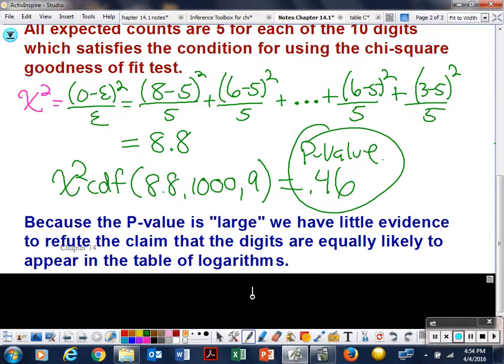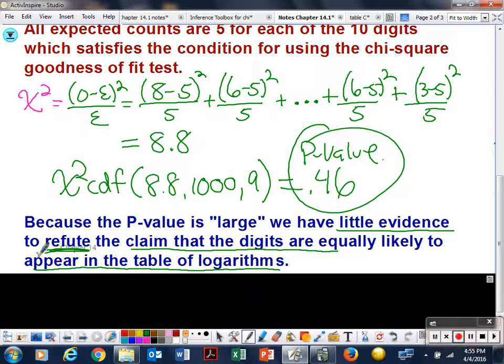So, because the p-value is large, we don't even have to mention it. It is very large. We have little evidence to refute the claim that the digits are equally likely to appear in the table of logarithms. Okay, remember, don't say that we favor the hypothesis. It's just we don't have any evidence against it. So we have no evidence to refute the claim that the digits are equally likely. Okay, so they probably are equally likely.